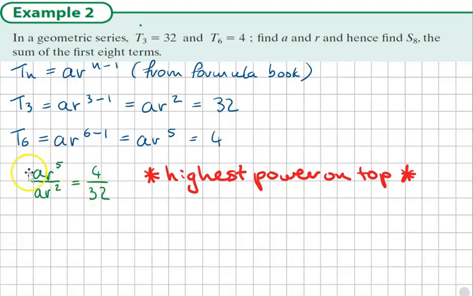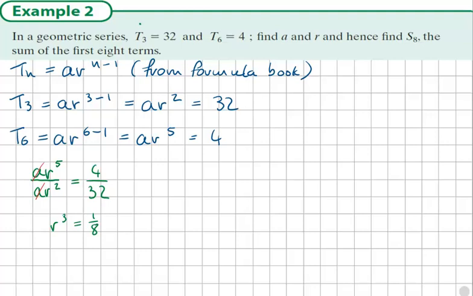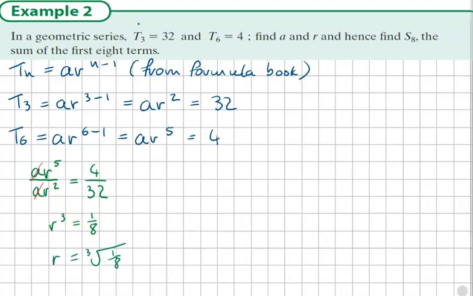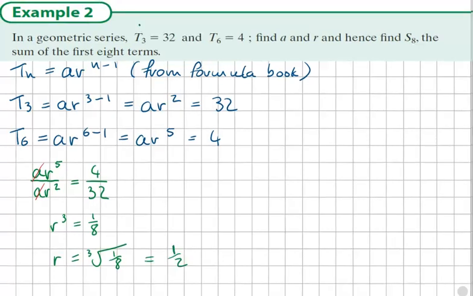So now that we've set up our algebraic fractions, we can simplify. We're going to cancel out the a's and solve for r, subtracting the powers. So r to the power of 5 divided by r squared is going to be r to the power of 3, because 5 take away 2 is 3. And 4 over 32 simplifies to an eighth. So solving for r, we get the cube root of an eighth, which is a half, because a half times a half times a half is an eighth. So r is equal to a half. So the common ratio is equal to a half.